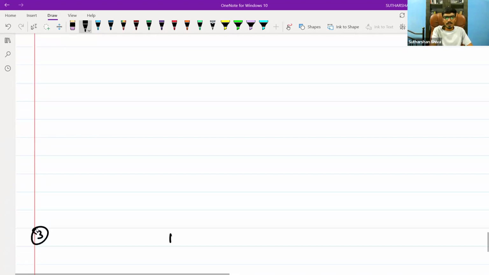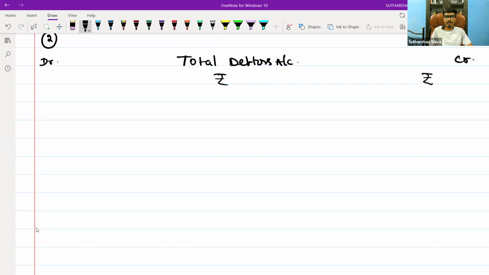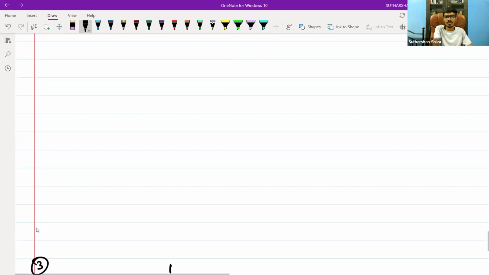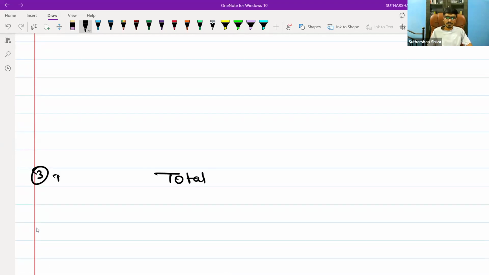You can write it for bills, or your second working note you can prepare as your bills receivable account as the balance is needed. Second working note you can prepare as a bills receivable account, and your third working note is for total debtors account. Total debtors account. Write along with me.